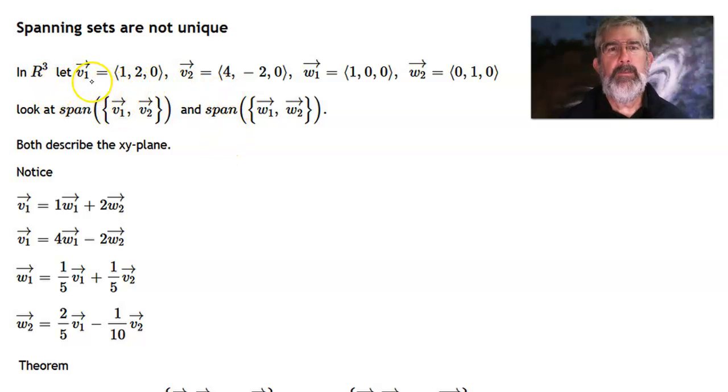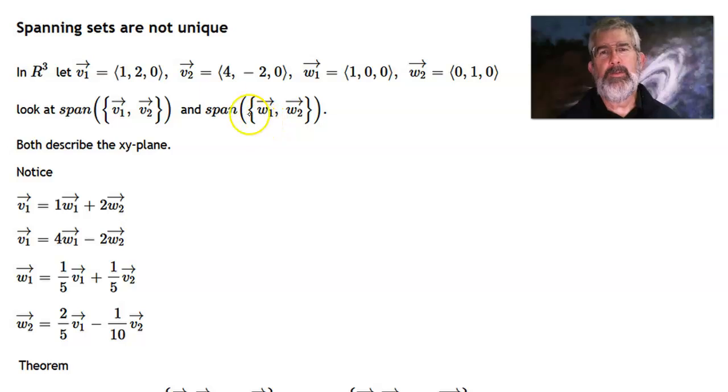In R3, let's take the vector v1 to be the vector (1, 2, 0), and v2 to be (4, -2, 0). I'm going to take those together as a set, as you'll see here, and then take the span. Likewise, I've got w1 and w2, where w1 is just (1, 0, 0) and w2 is (0, 1, 0). Look at the span of both of those.